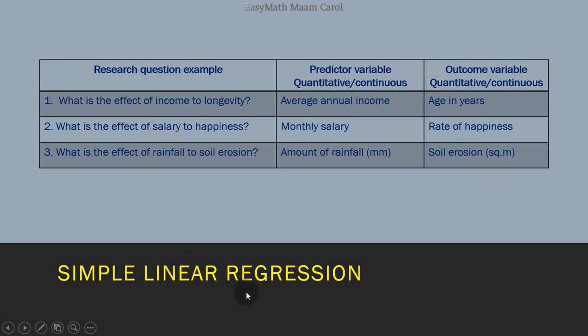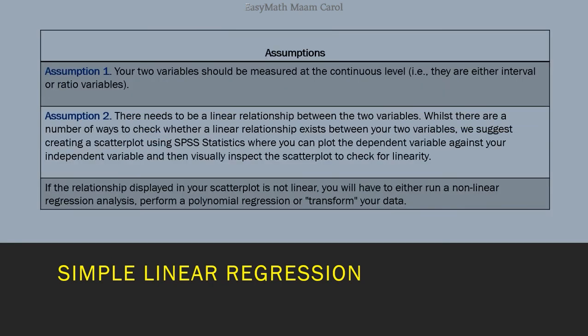Basically, ang gusto kong i-emphasize dito, you do a simple linear regression if you have only one predictor variable and you want to see its relationship to the outcome variable. Both of them are numerical. Now, let's discuss the assumptions to be able to do a simple linear regression. The first assumption, again, your two variables should be measured at the continuous level. This is already discussed. There needs to be a linear relationship between the two variables. It is a requirement. After the first assumption, you have to test the second one.